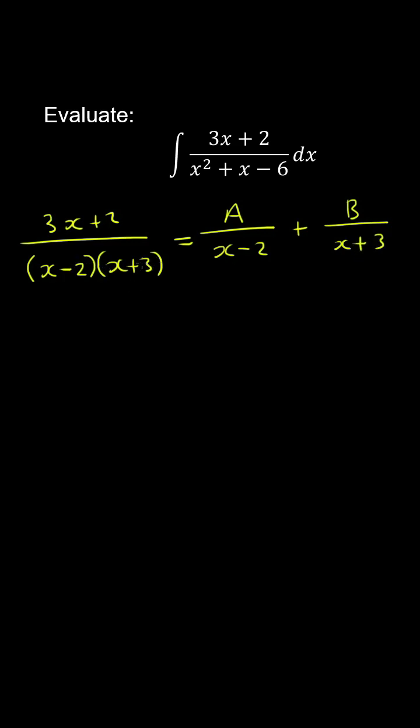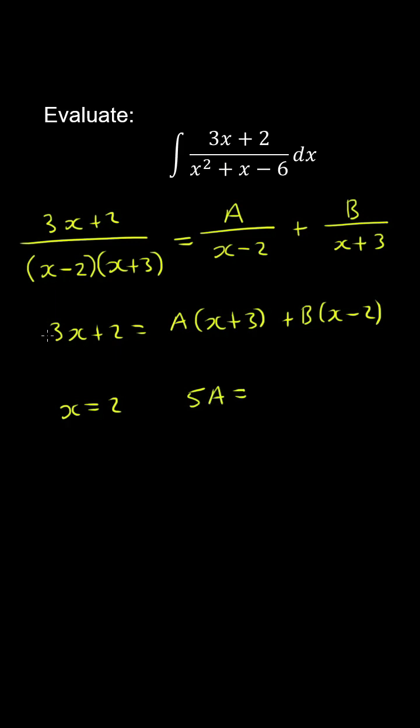And if we multiply through by the denominator, well, what we get is 3x plus 2 is equal to a times x plus 3 plus b times x minus 2. And if we set x equal to 2, then what we get is 5a is equal to 6 plus 2, which is 8, so a is equal to 8/5. And similarly, you can also equate coefficients. So the coefficients of x are a plus b is equal to 3, and if you substitute for a, you'll get b. And therefore you can write the integral in this form and easily evaluate it.